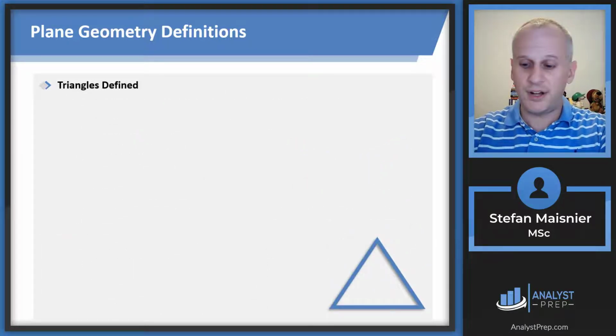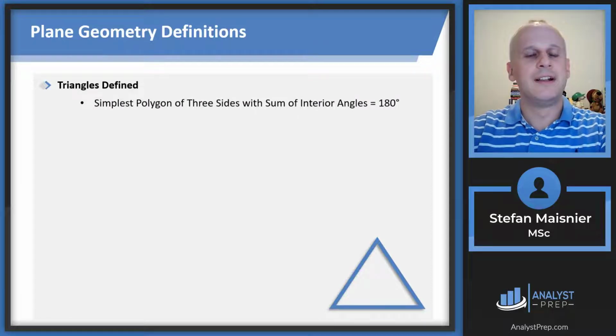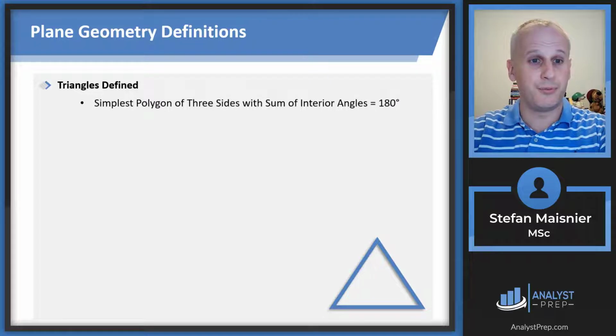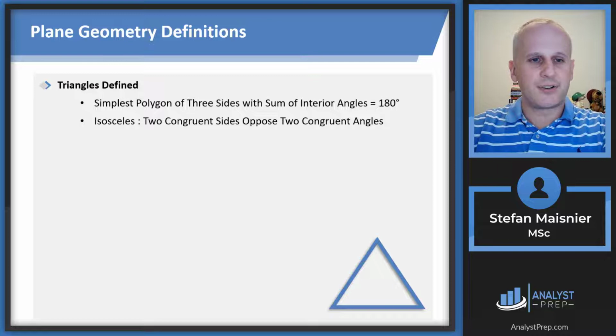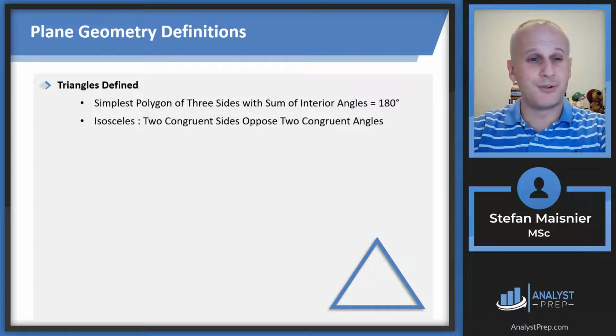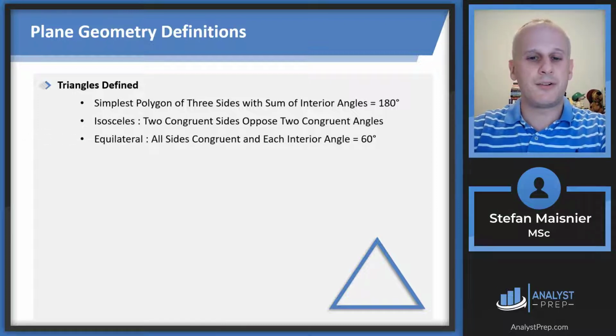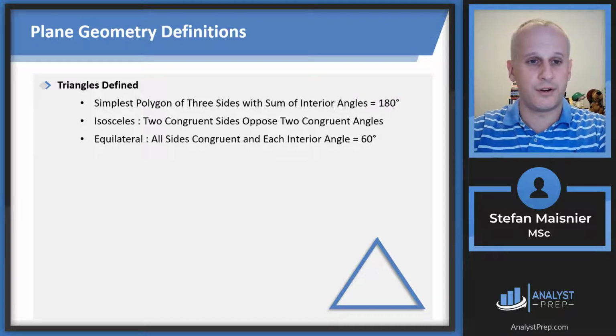Now, on to the simplest of shapes, a triangle. It is a polygon with three sides, and the sum of its interior angles is equal to the sum on one side of a line at 180 degrees. An isosceles triangle has two congruent sides which oppose two congruent angles. And congruent just means equal in fancy geometry terminology. Equilateral means that all sides in the triangle are congruent, as are each interior angle, and those interior angles are going to be 60 degrees each because 180 divided by 3, of course, is 60 degrees.